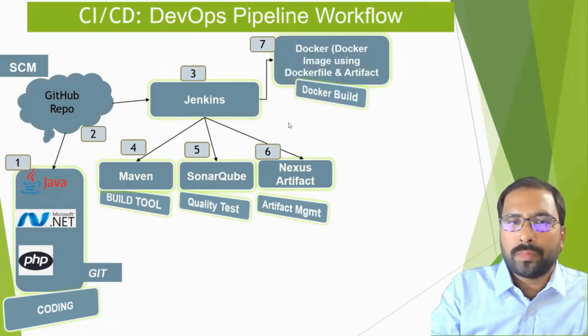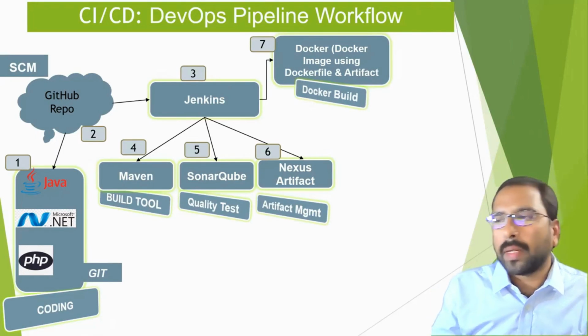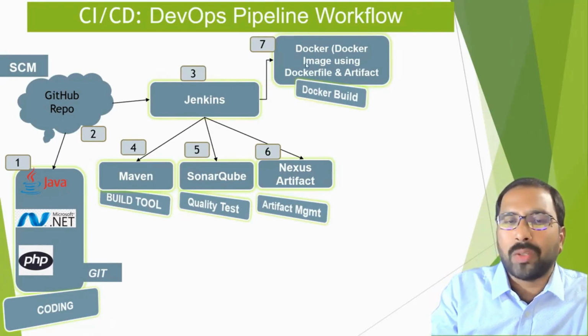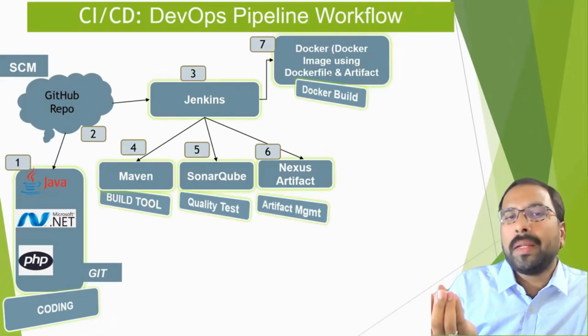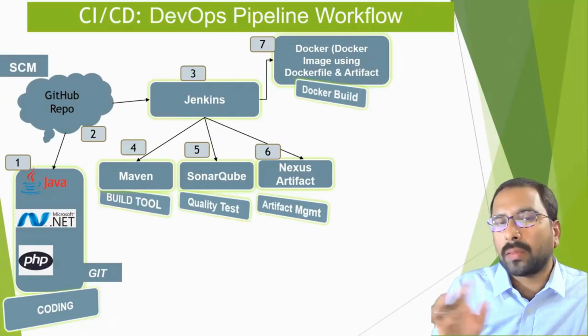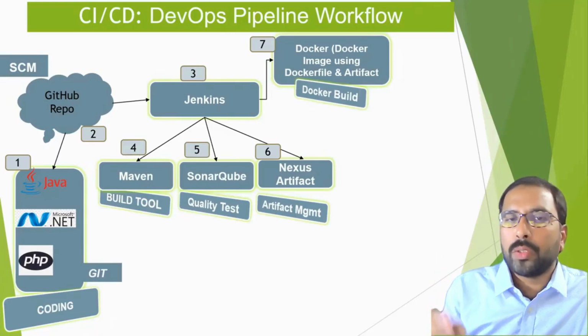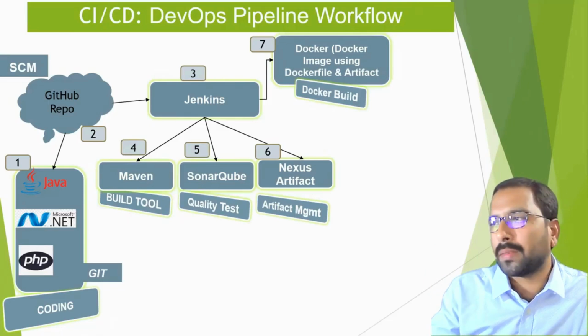Now what we need to do? Take this artifact. Jenkins now, using Docker, what is it going to do? It is going to create an image, like a Dockerfile, something you can understand from your Docker class, using the Dockerfile and dependencies.